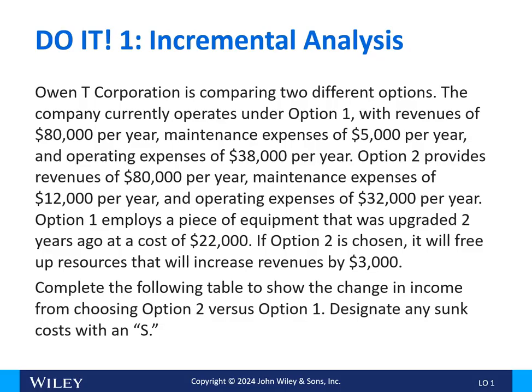Option 1 employs a piece of equipment that was upgraded 2 years ago at a cost of $22,000. If option 2 is chosen, it will free up resources that will increase revenues by $3,000. Complete the following table to show the change in income from choosing option 2 versus option 1. Designate any sunk costs with an S.